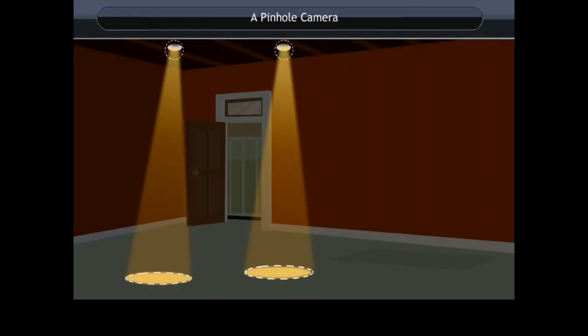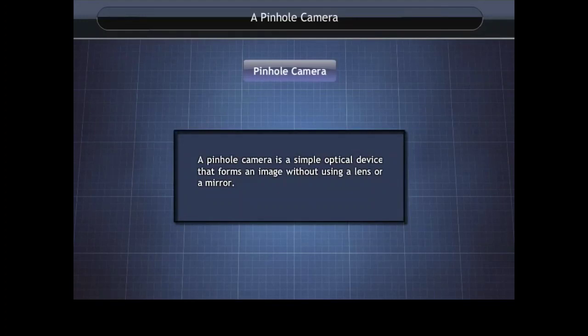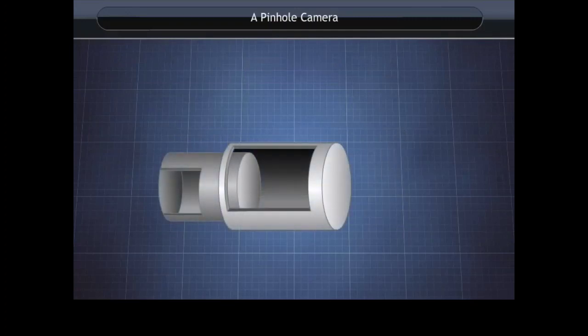Now, what is a pinhole camera? Let's first construct a pinhole camera and then try to understand the principle. By definition, a pinhole camera is a simple optical device that forms an image without using a lens or a mirror. That's surprising. Now let's join two hollow cylindrical boxes with different diameters in such a way that one slides inside the other.